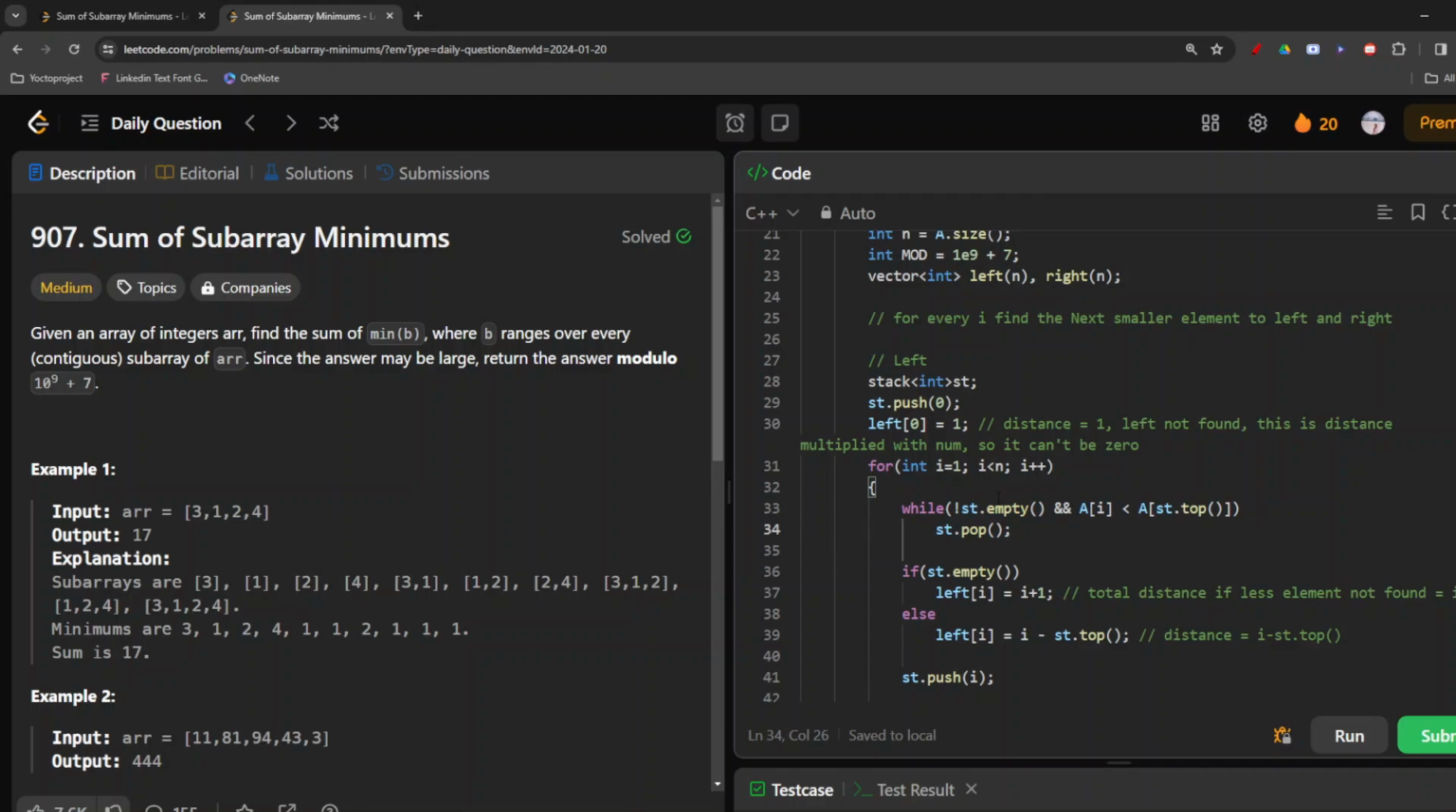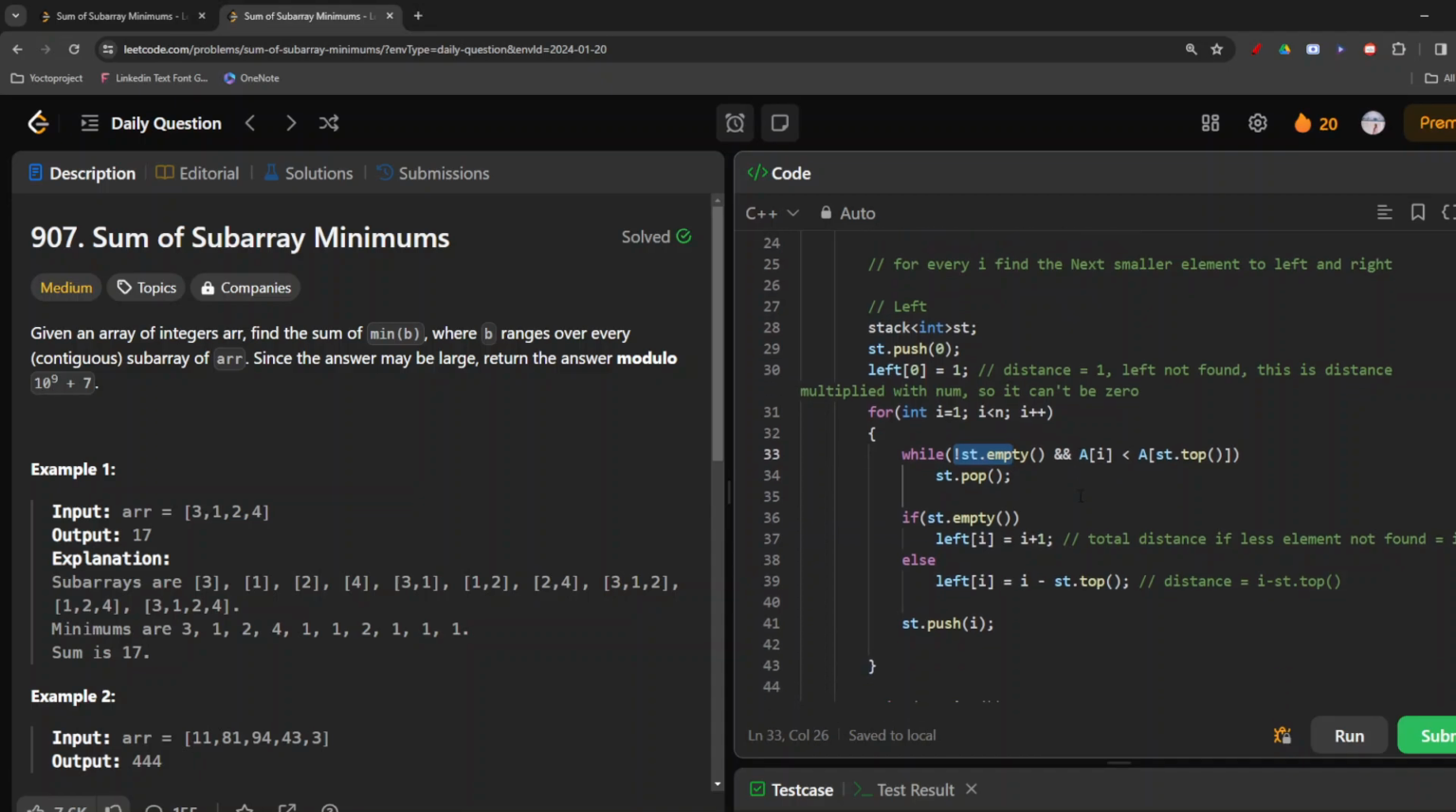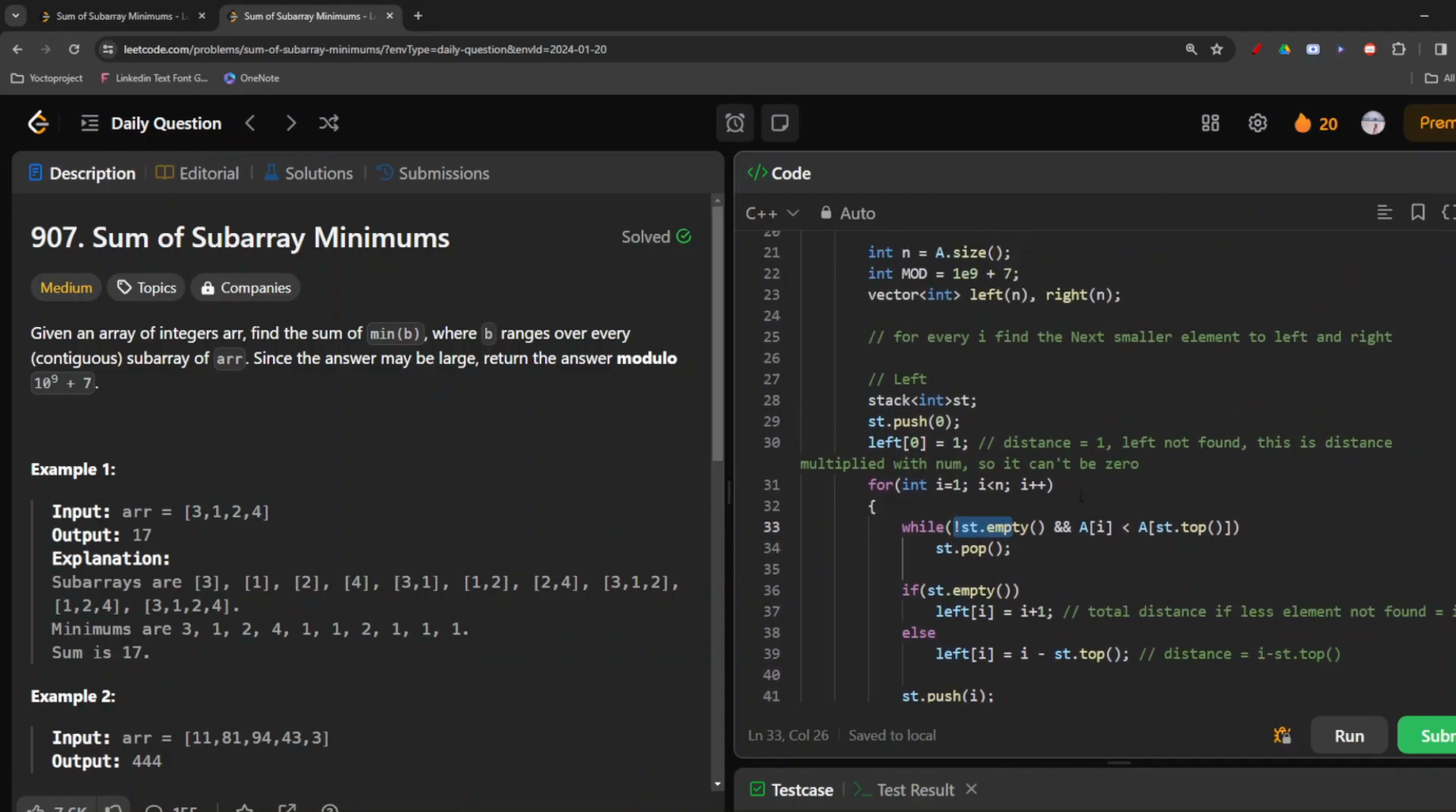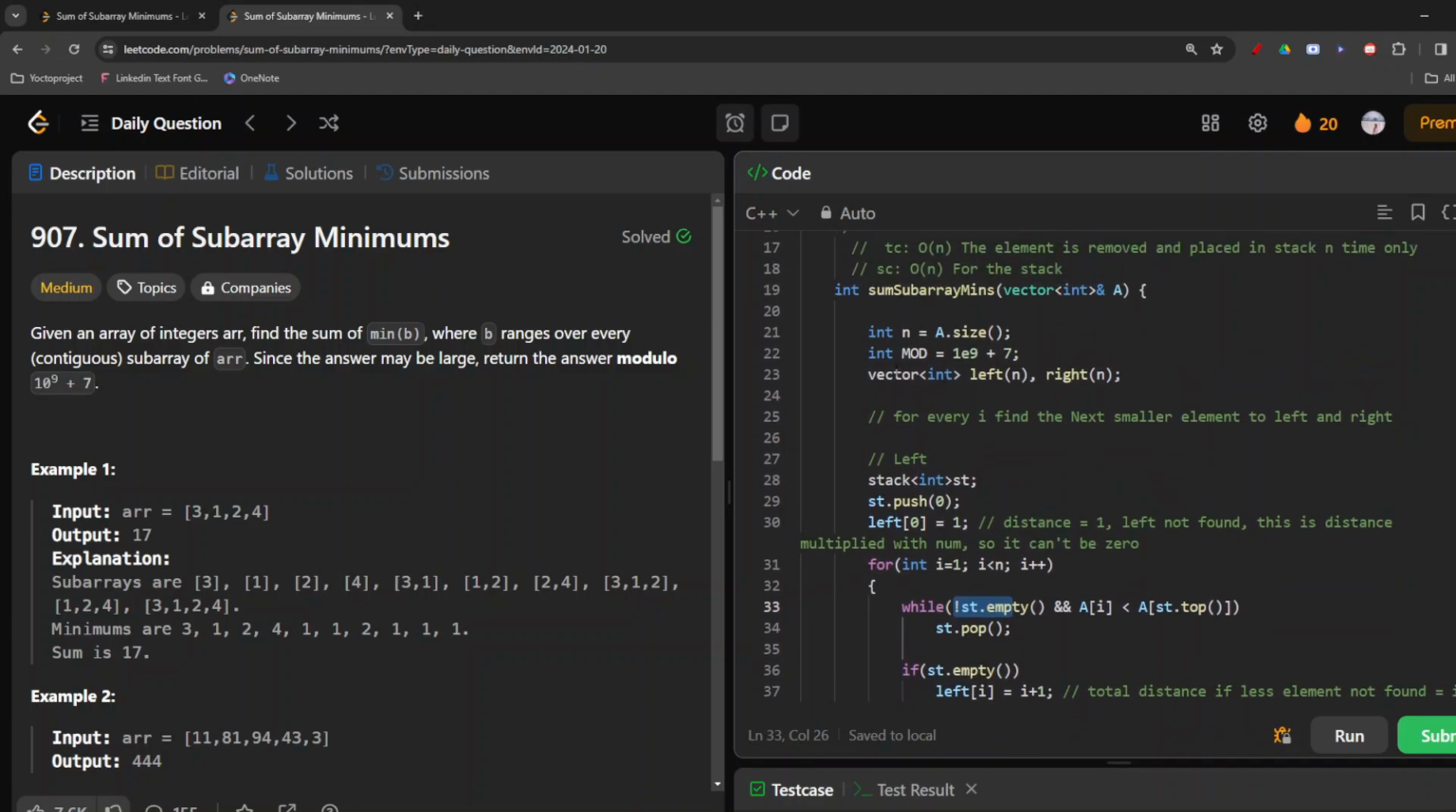So only at max n times the elements could be pushed, because of this for loop, and because of this while loop it is already popping out whatever elements could be there. So the time complexity overall becomes O(n), and the space complexity is all because of the stack and the vectors which we are using here.